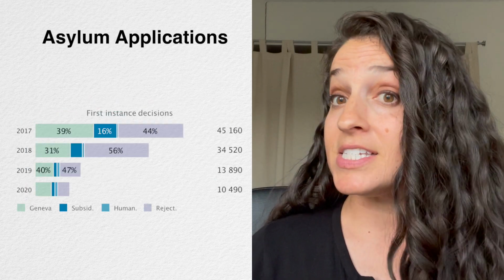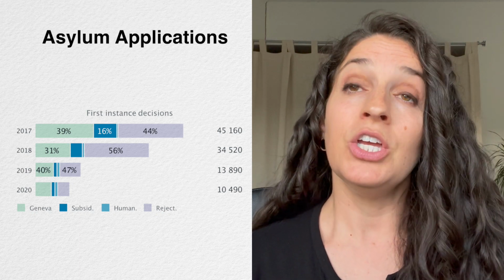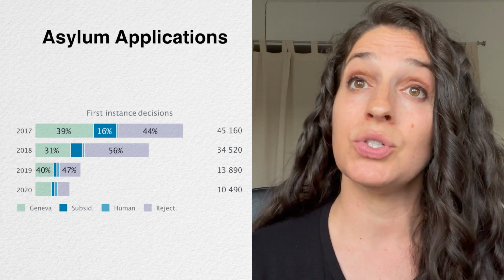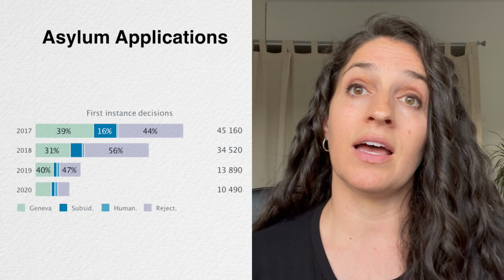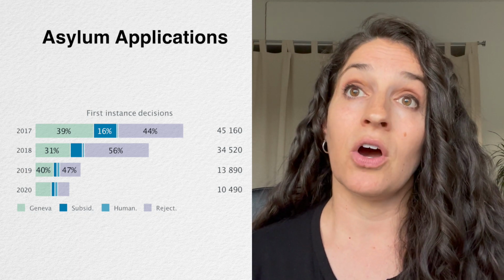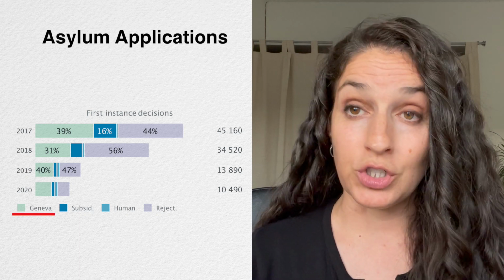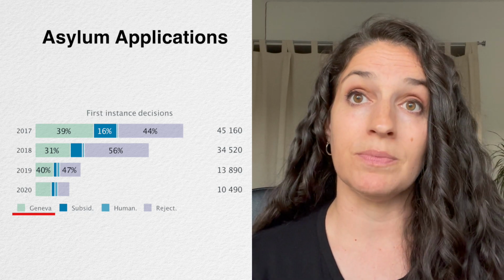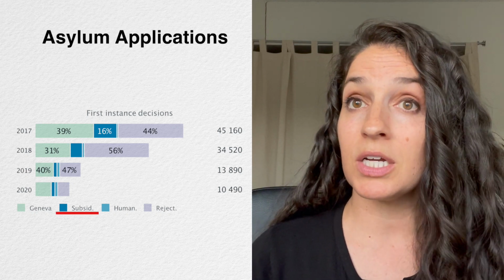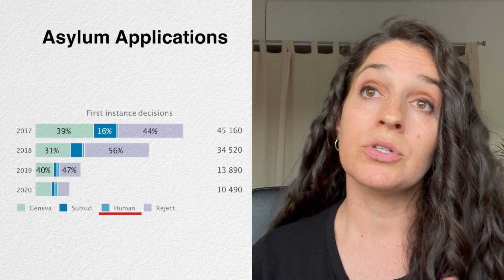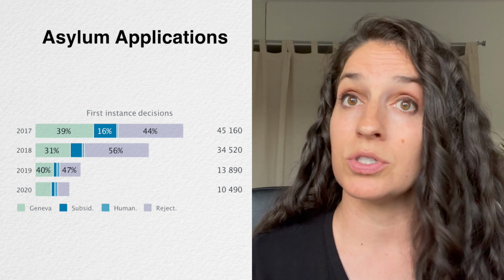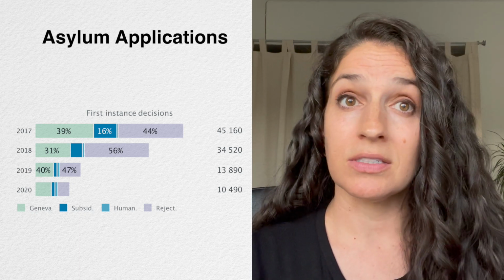Now, if we look at the decisions on those applications that have been put in, you can see the first instance decisions here also between 2017 and 2020. And what you can see is that there is a proportion of the asylum applications that have been put in that are accepted on the grounds of the Geneva Convention. So that's the International Refugee Convention. And there is another part that in some cases is accepted based on subsidiary protection or another humanitarian visa. But there's also a substantial number, which is the purple here that you can see, that are rejected in the first instance also. And in some cases, this is around 50% of the applications.